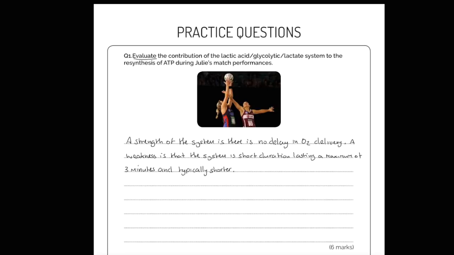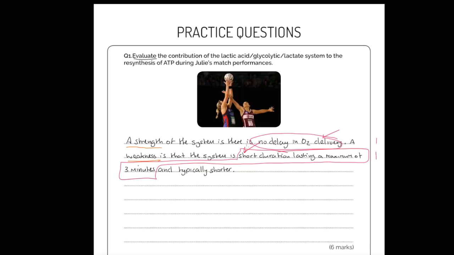Here's my first part. Notice, look, I'll just kind of underline in orange, a strength. I'm not messing up. I'm not introducing this answer. Why would I? Just answer. A strength of the system, I'm straight in. A strength of the system is that there is no delay in O2 delivery. So straight away, I'm giving the mark. I'm picking up a mark. I'm giving a strength. Then again, look, I might not have a weakness. A weakness is that the system is short duration. I should have given myself a mark there. Is short duration lasting a maximum of 3 minutes. Circle, kind of, tick, one mark.